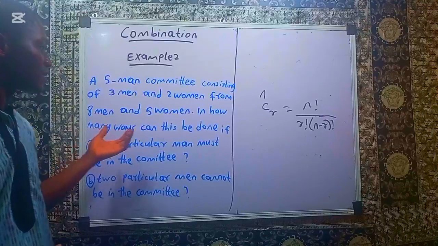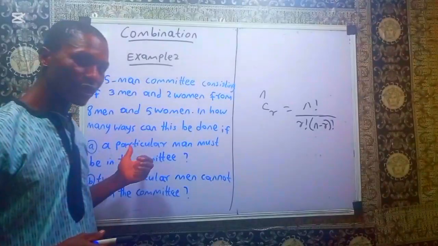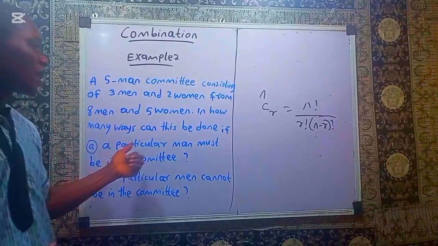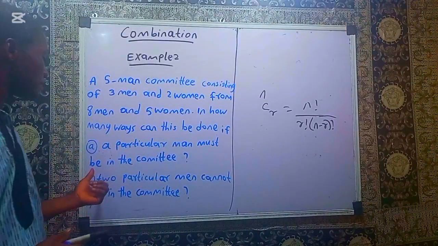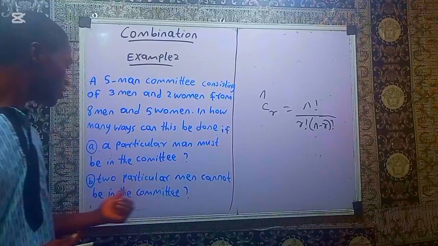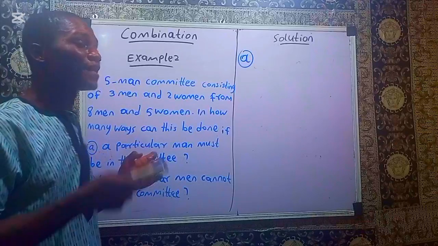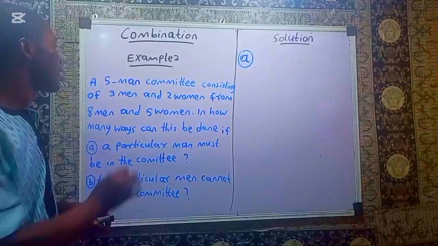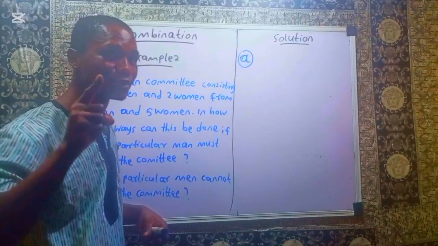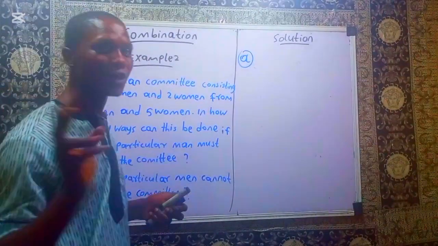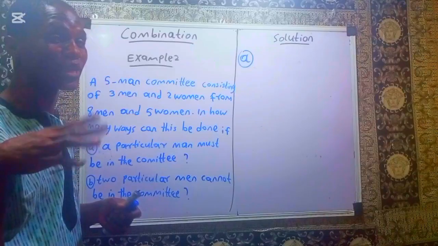In how many ways can this be done if the first condition is that a particular man must be in the committee? The second condition is that 2 particular men cannot be in the committee. For the first one, 1 particular man must be in the committee. Remember, I have 3 men to select. So if 1 particular man must be in the committee, you know that person, so you select that person and keep him.